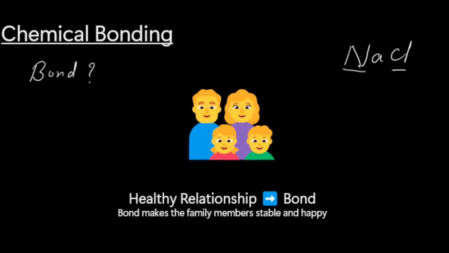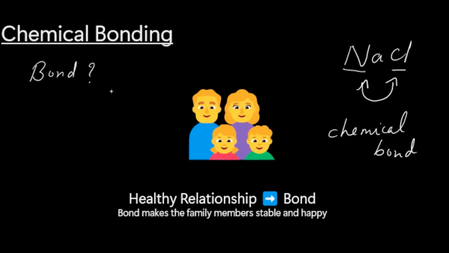So the question arises, how do the atoms of these two different elements remain together as a single species? There should be some connection between sodium and chlorine, right? And we call this connection a chemical bond. So chemical bond is a force that holds the constituent particles together in a molecule, right?